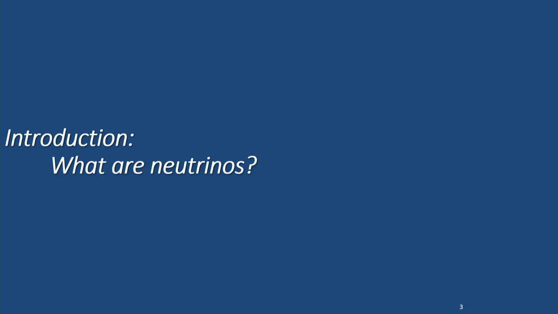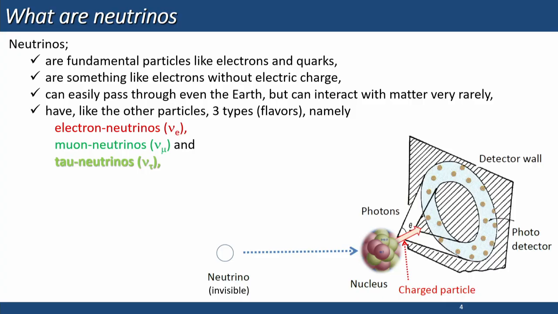Okay, what are neutrinos? Certainly I don't want to go into too much detail, but neutrinos are fundamental particles like electrons and quarks. They are something like electrons without electric charge. In fact, this has a profound impact on the property of neutrinos. Neutrinos can easily pass through even the Earth, and they interact with matter very rarely. Therefore, we are able to study neutrinos.